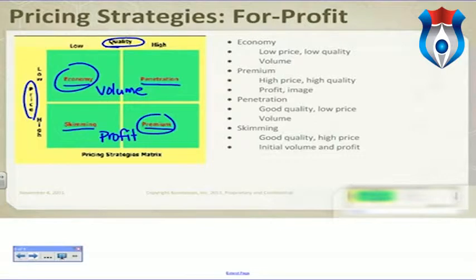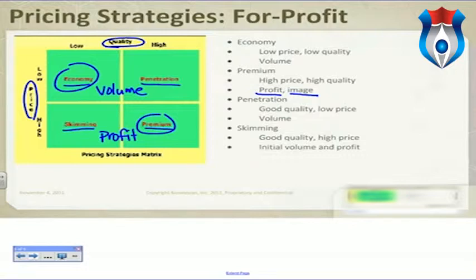All right, so here you're looking at, for example, designer shoes. Okay, you know that it's high quality, you're willing to pay the high price as a consumer, and the business knows that they're looking for profit and image. Okay, they're not going for volume. You're not going to sell as many high-priced shoes as you will at Payless Shoe Source, but that's okay because Payless makes it up on volume. All right, so that's where we look at penetration.